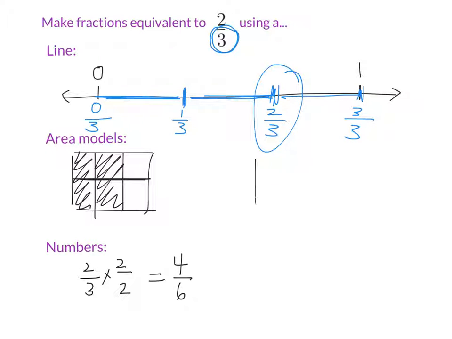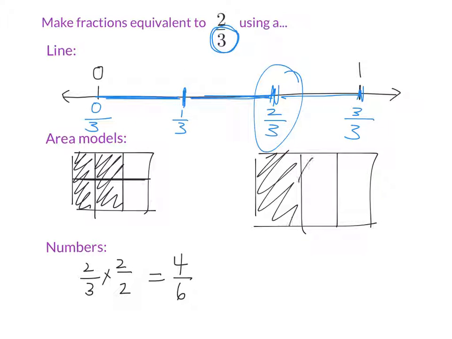Okay, let's do another one. So I'm going to start again with 2/3. Do you guys agree that this is 2/3? Yes? Now I'm going to split it into 4 like this. How many total sections do I have? 1, 2, 3, 4, 5, 6, 7, 8, 9, 10, 11, 12. How many total sections did I split my area model into? 12. That means 12. Should that be my numerator or my denominator?